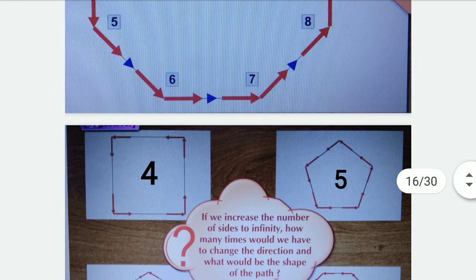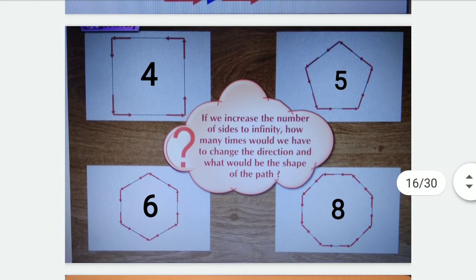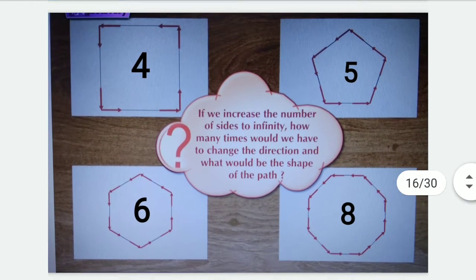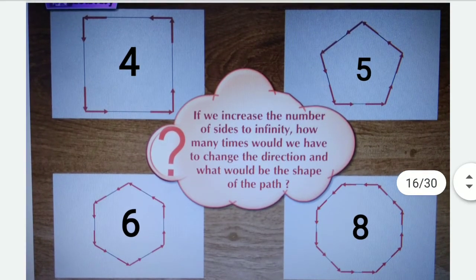If you increase the number of sides, what will happen? Observe this figure. In the first figure, it is a square path. In that activity, you have to change your direction 4 times. In the second figure, it is a pentagon. It has 5 sides. Therefore, to trace the complete path, you have to change the direction 5 times.